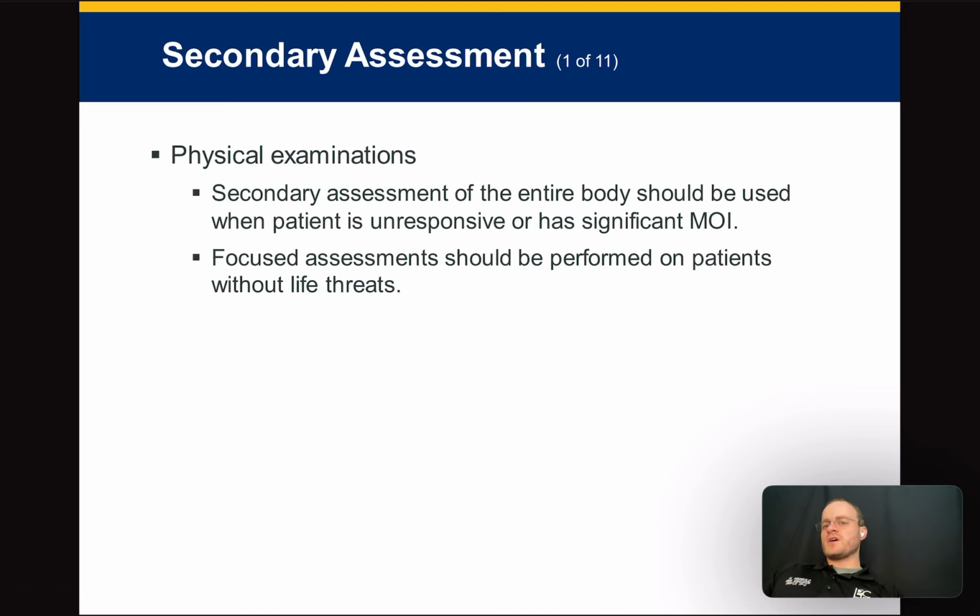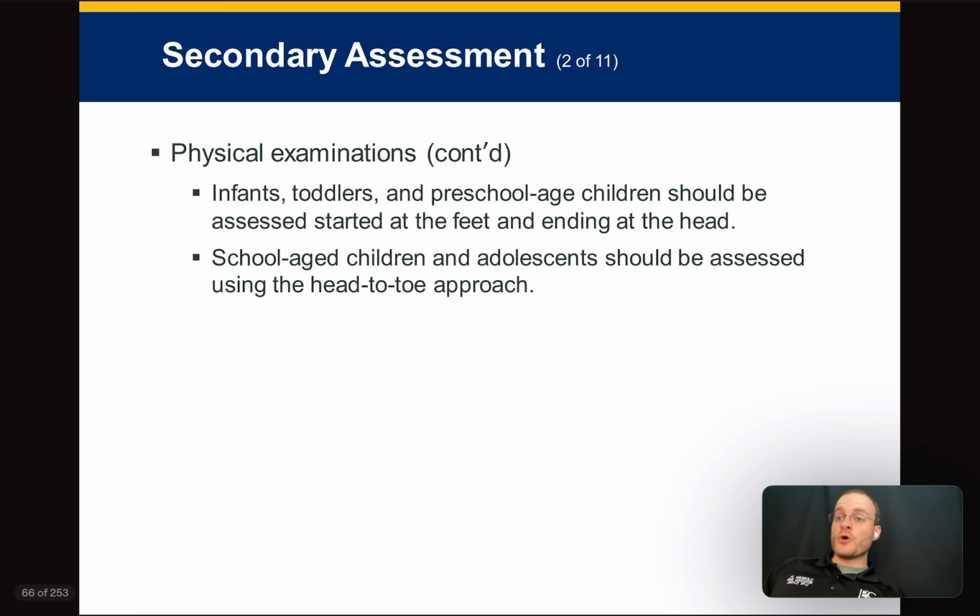So the physical exam, secondary assessment of the entire body, should be used when the patient is unresponsive or has a significant MOI. It's the same as with adults. The focused assessment should be performed on patients without life threats. The focused assessment is where, say, you have abdominal pain. Well, I don't need to do an extremity exam on a 4-year-old with abdominal pain. I need to focus on their abdomen. That's a focused exam. We focus on the problem.